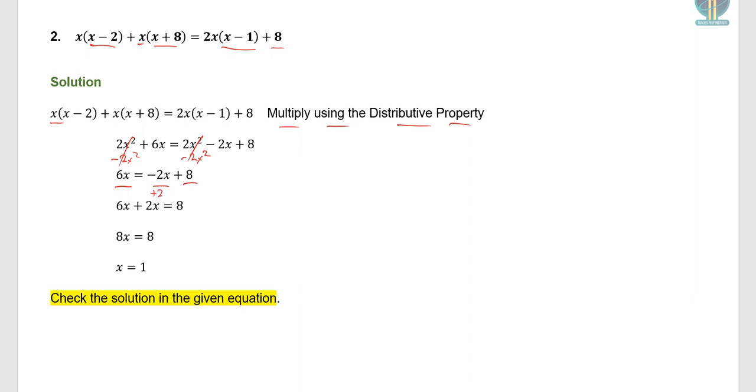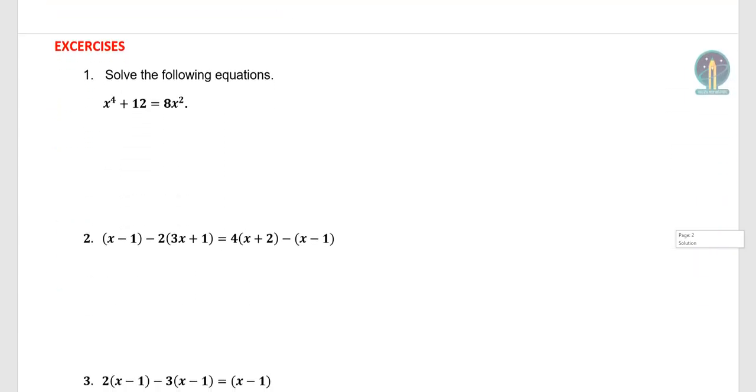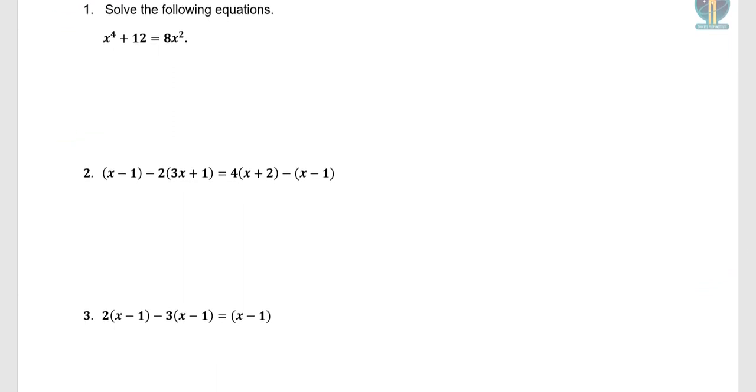We can bring the 2x on the left-hand side, so plus 2x, plus 2x. That gives us 6x plus 2x equals 8, because these two cancel out. So we have 8x equals 8, or x equals 1. Okay? And here we have some exercises. Please pause the video, work on these, and come back for the solutions.